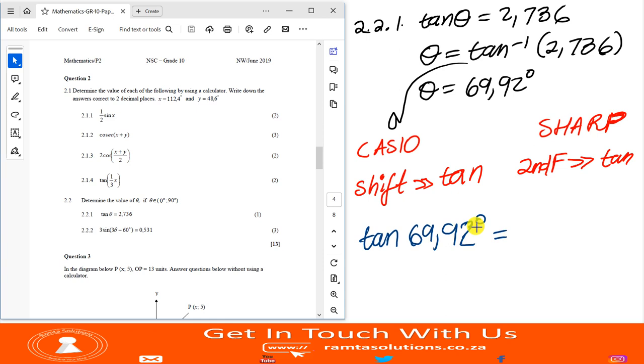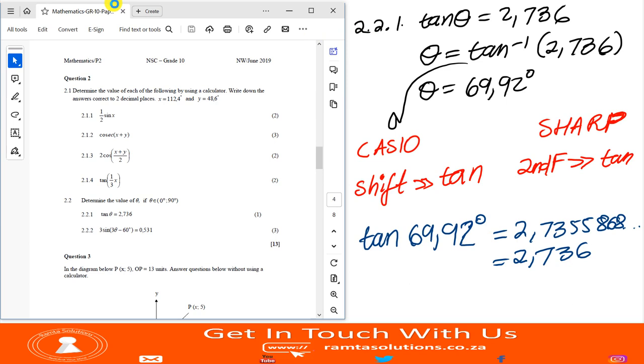Okay, let's see. Tan 69.92. What do we get? Indeed, we get 2.7355555, 2.7355868, and so on. So what is this? Indeed, it is 2.736. Can we see that? So it means that this value is very correct. Sorry about that. Moving on.